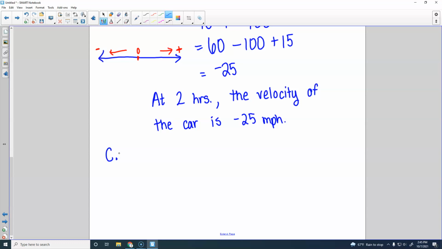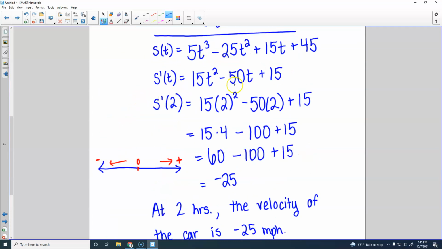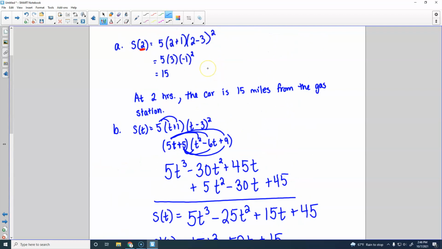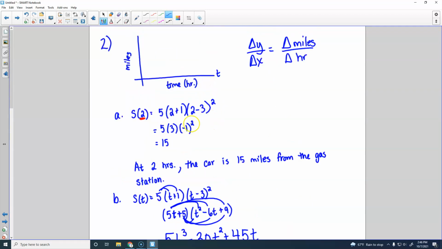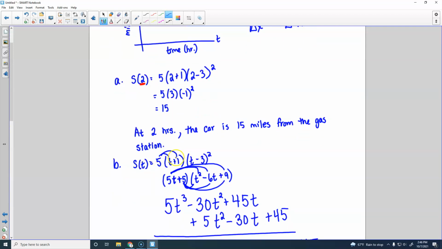0 equals 15t squared minus 50t plus 15 is our derivative, which is our velocity. We want 5t to the third minus 25t squared. Yeah, I didn't have it written out. Yeah, you got it right here. We want the original equation because that tells us the distance from the gas station, right? And we want that distance to be 0 because if it is 0, you're at the gas station, right?